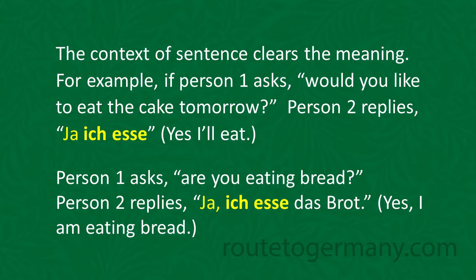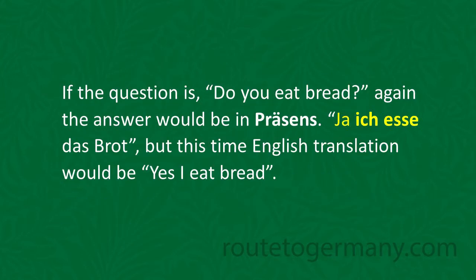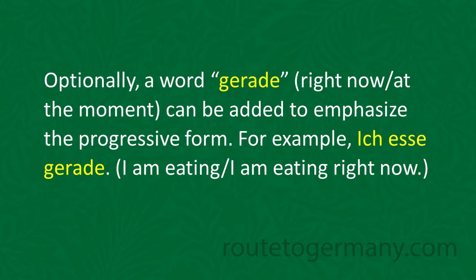Yes, I'm eating. If the question is, do you eat bread? Again, the answer would be in present, ja, ich esse. But this time, the English translation would be, yes, I eat. Optionally, a word gerade, which means right now or at the moment, can be added to emphasize the progressive form. For example, ich esse gerade, I'm eating now, or I'm eating right now.